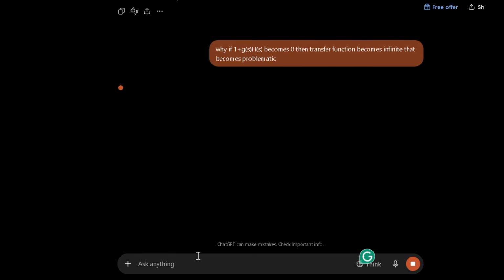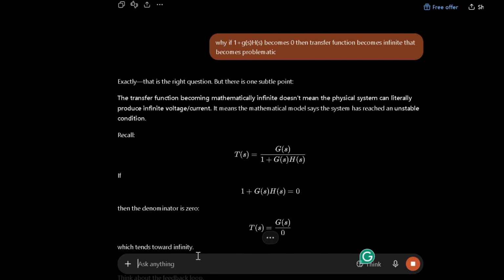Exactly, that is the right question. But there is one factor. The transfer function becoming mathematically infinite doesn't mean the physical system will ever produce infinite output. It means the mathematical model says the system has reached an unstable condition. Recall, the closed loop transfer function is G(s) over 1 plus G(s)H(s).